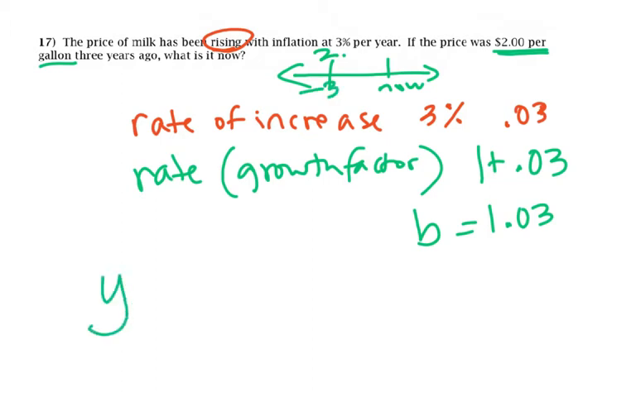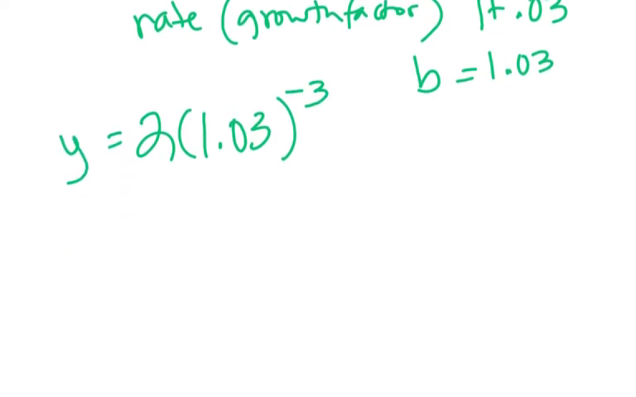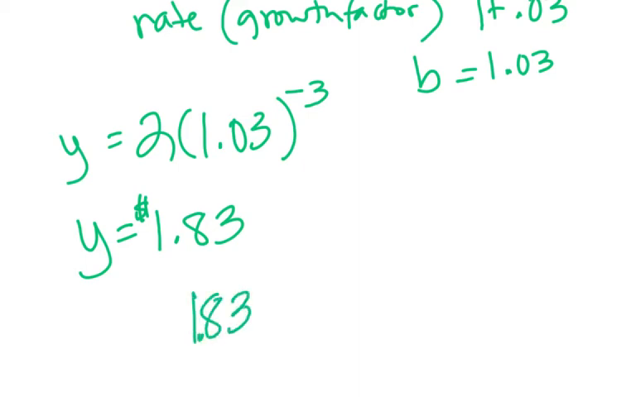So I can write an equation that says, if I start at $2 and it rises at 3% for -3 years, that's going to back it up. Then I can do that calculation. I'm expecting that it was less 3 years ago, because it wouldn't make sense if it was more, since it's supposed to be going up. When I put it in my calculator, it comes out to y equals $1.83. So it was $1.83, then it went up 3%, and then it went up 3%, and now it's at $2. That makes sense.